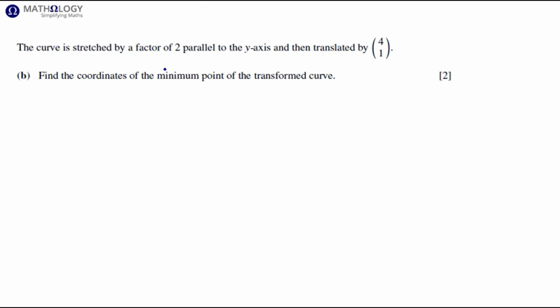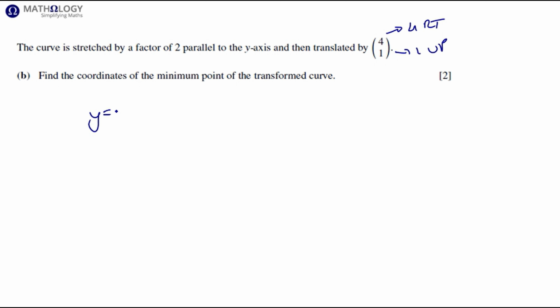The curve is stretched by a factor of 2 parallel to the y-axis and then translated by the vector (4, 1). So in other words, once we've stretched the function by a factor of 2 parallel to the y-axis, we're then going to move the resulting function 4 units to the right and 1 unit up. So we're going to perform a translation. Find the coordinates of the minimum point of the transformed curve.